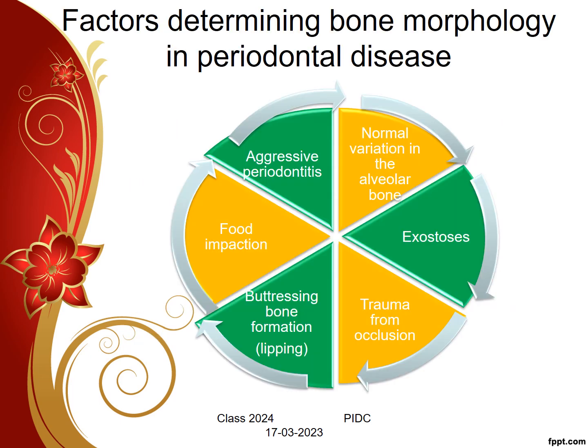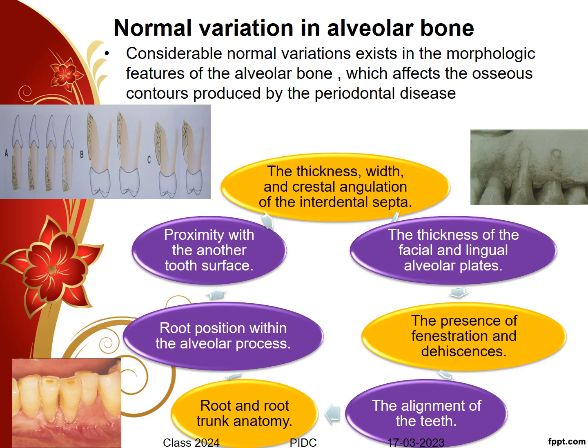Now, factors determining the bone morphology in periodontal disease, you have a lot, and we'll go one by one. First, normal variation in alveolar bone: considerable normal variation exists in the morphologic features of alveolar bone, which affects the osseous contours produced by the disease. Generally, the thickness, width, and crestal angulation of your interdental septa will define how your disease progresses. So, supposing normally you already have a slight angle in your bone, then if periodontal disease sets in, it is going to progress at a rapid pace.